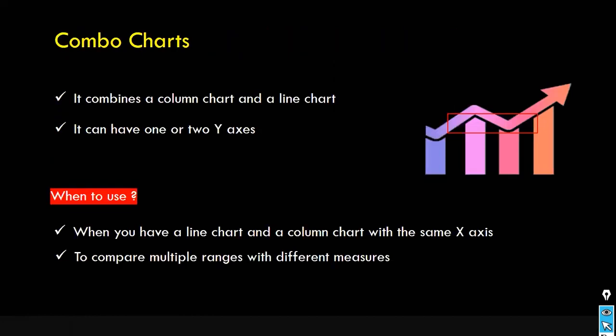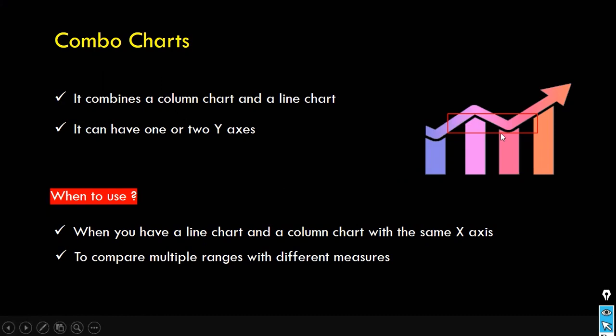Next one is the combo chart. The combo chart is also called a combination chart. This chart is a combination of the column chart and the line chart. It can have one or two y-axes.